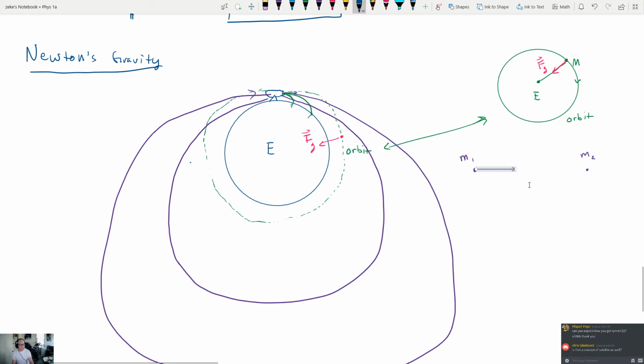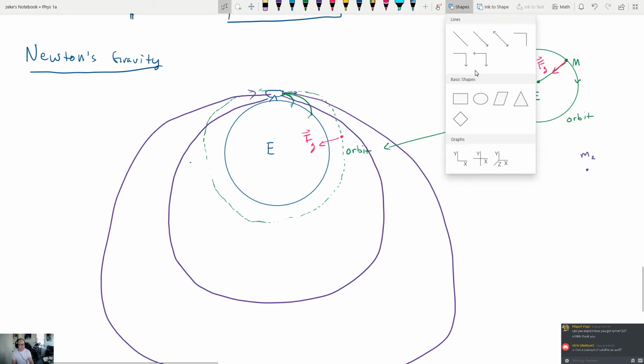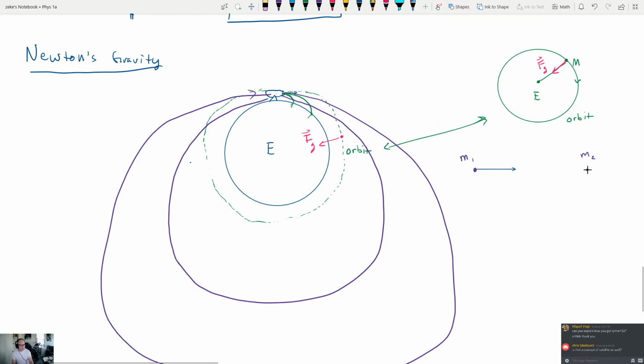I'll make it blue. There's going to be a force on that one, and there's going to be a force on the other one as well, because of Newton's third law. They're going to be equal and opposite to each other. They form a Newton's third law pair. So this is the direction, this is the force. I'm going to call this the force of 2 on 1. I'm going to call this the force of 1 on 2. Those forces are going to be equal to each other. The last piece that we need is the distance between the objects.